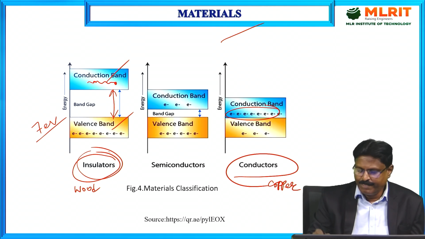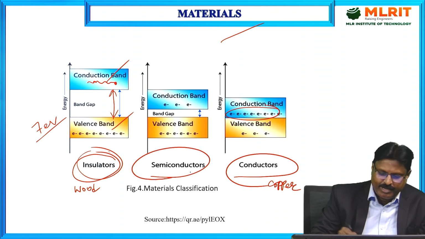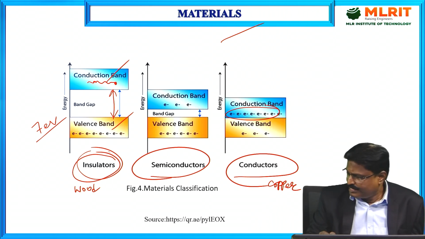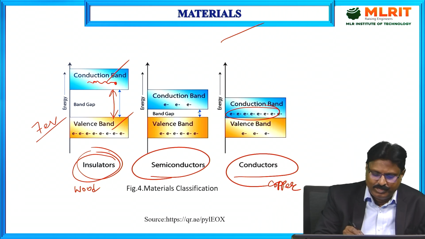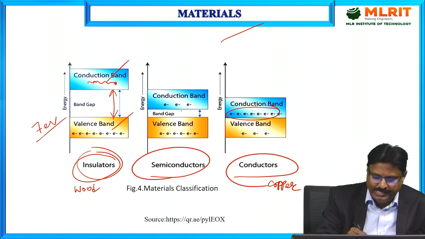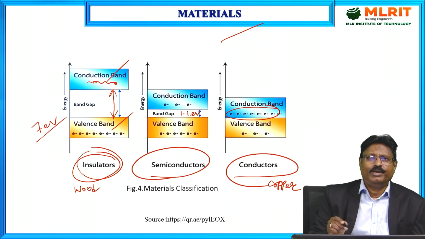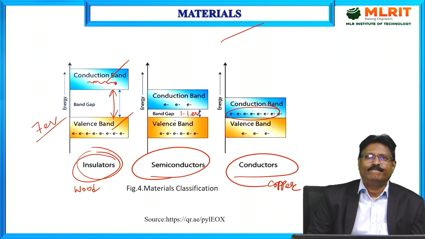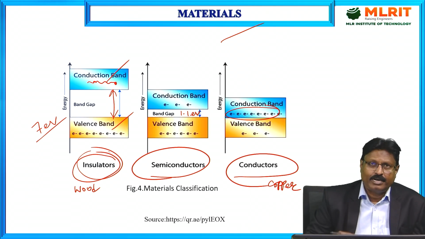And our targeted material, semiconductors, is intermediate between insulator and conductor, right? So here the band gap is very small. The energy required is 1.1 electron volt. So the electron from the valence band needs an energy of 1.1 electron volt to jump into the conduction band, where it becomes free to wander, which in turn creates the conductivity.